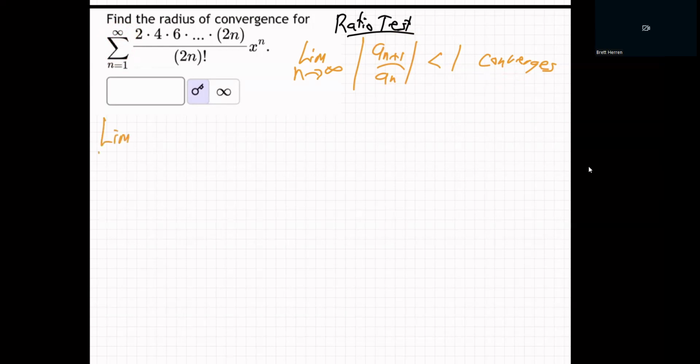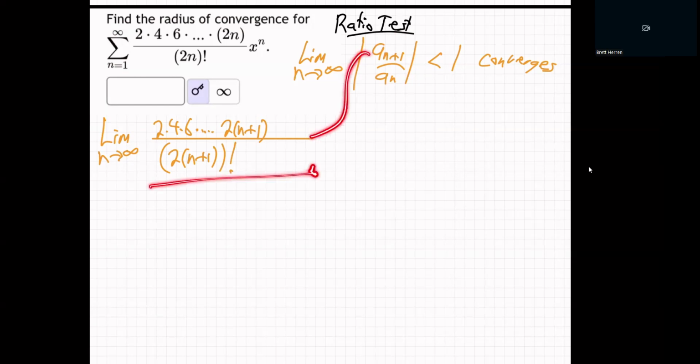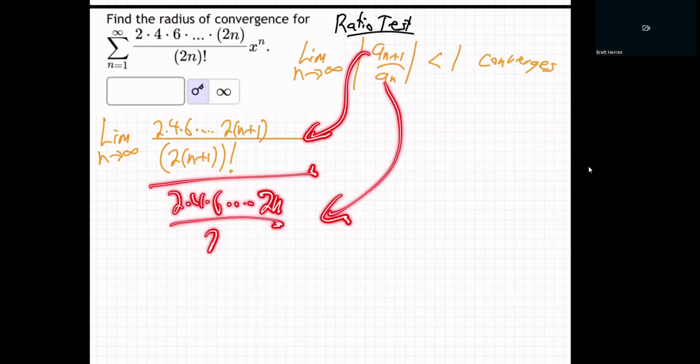So let's take the limit as n goes to infinity. So we need a sub n plus 1. What's that? Well, I'm going to write it out. On the top, that's going to be 2, 4, 6, to 2n plus 1. Over 2n plus 1, whole thing, factorial. Okay, now that's going to be over, right? Because that's a sub n plus 1 over a sub n. What's a sub n? Well, same thing: 2, 4, 6, to the 2n over 2n factorial.